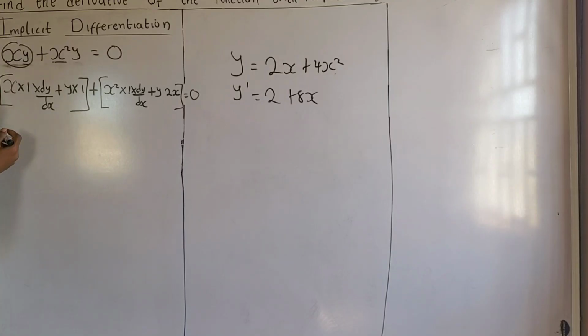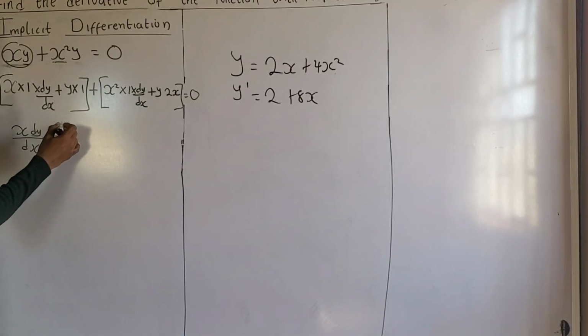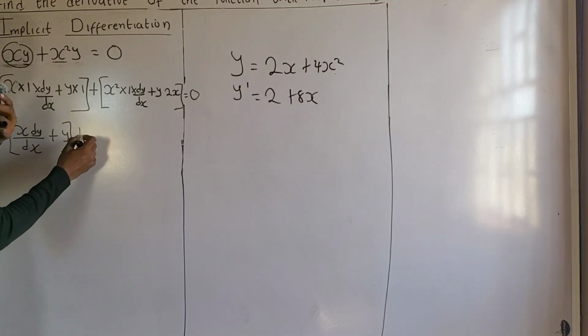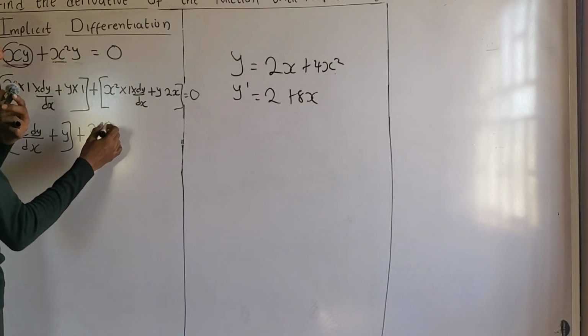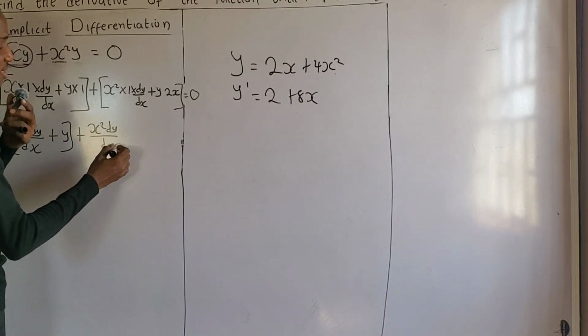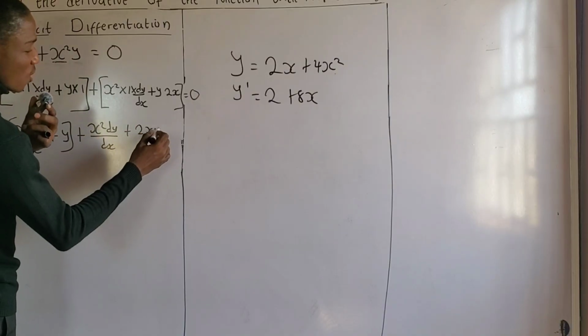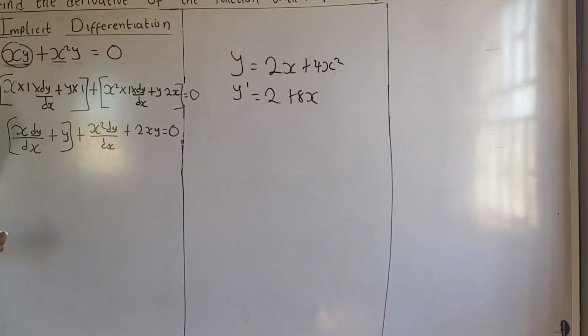Okay? Now, x times 1 times dy/dx, that is what? x dy over dx, plus y, okay, plus x squared times 1 times dy/dx, that is what? x squared dy over dx, plus 2xy equals what? Equals 0. Do you understand? Okay. Now you can just remove the brackets and then you can solve.